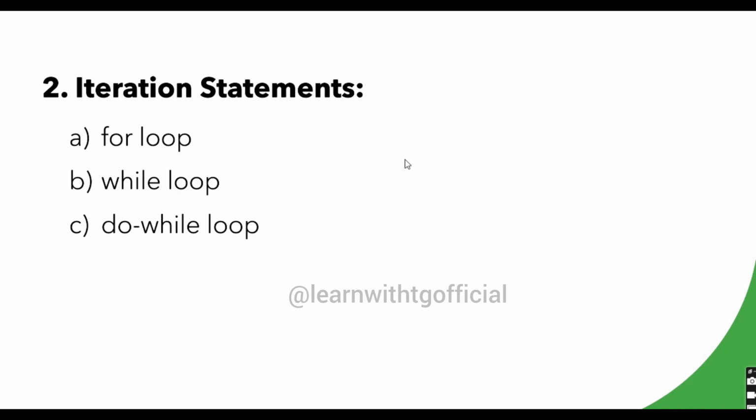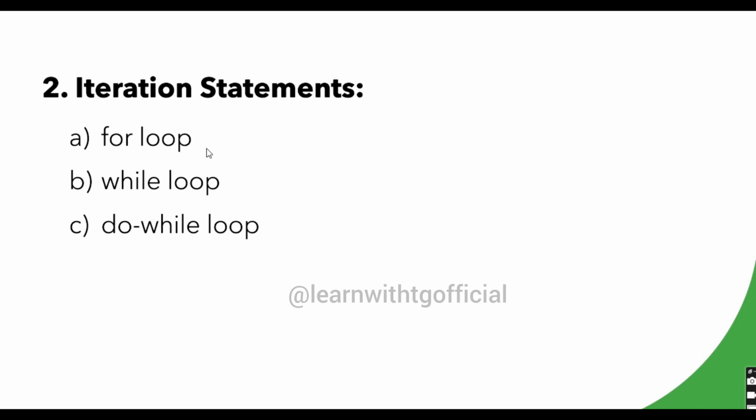The next category in control statements is iteration statements. Iteration statements can also be called looping statements. In this type of statement, a particular block of code will be executed repeatedly until a specified condition is met. For loop, while loop and do while loop are the types present in iteration statements.